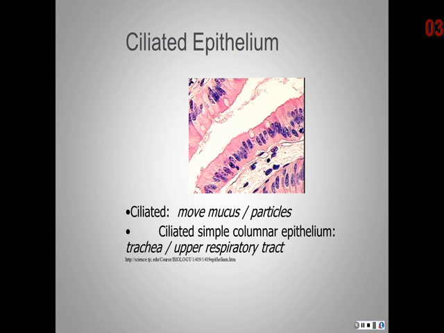Ciliated epithelium have cilia on the surface. We see simple ciliated columnar epithelium in the trachea of the respiratory tract. The cilia also work to move mucus up the trachea so we can cough it up or swallow it. These cilia are easily damaged by smoke, and the loss of these helps contribute to a smoker's cough.